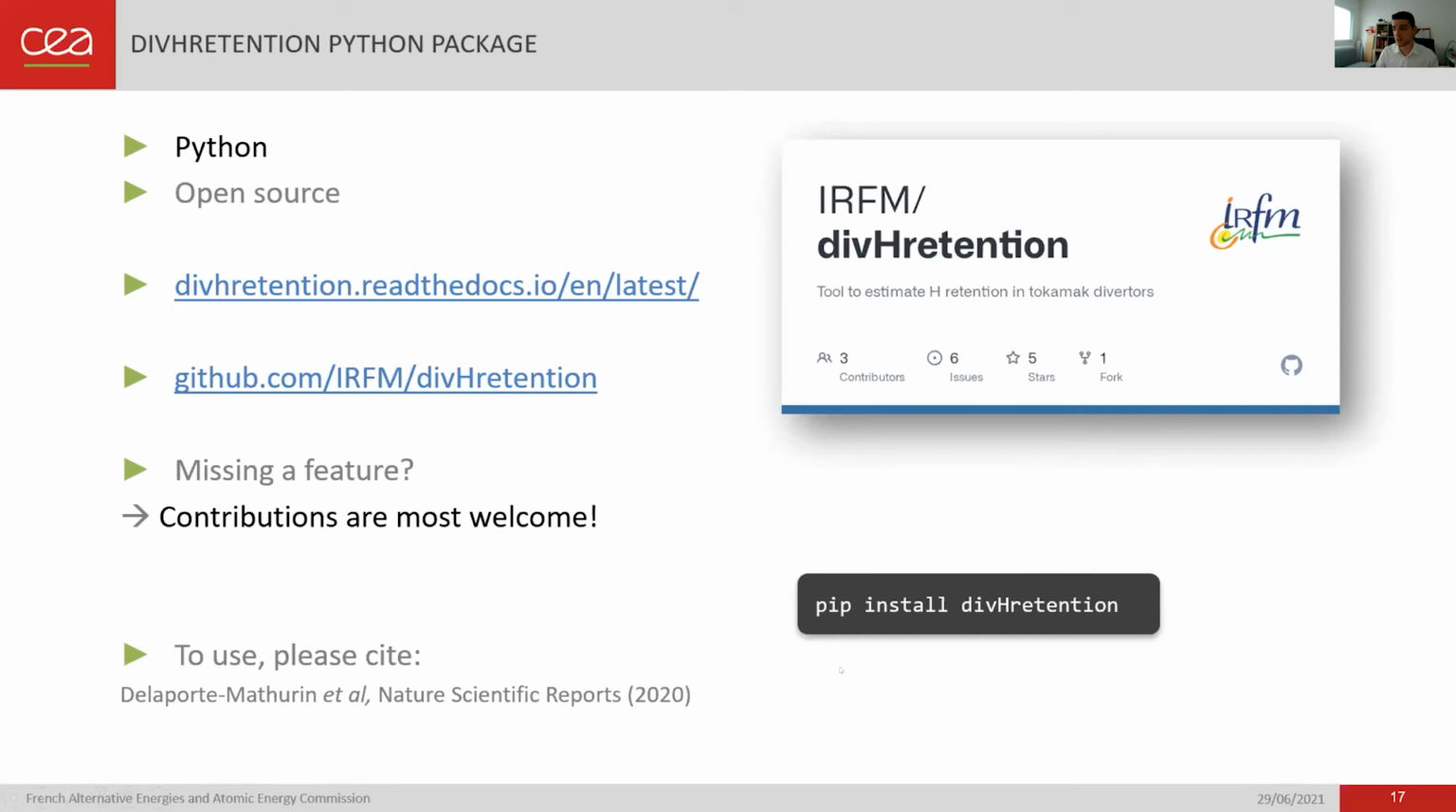To install that package, for those who might not be familiar with Python, you simply have to run pip install div-h-retention, because that's the package name, div-h-retention. And if you want to use that package in some of your work, please consider citing that publication for now.